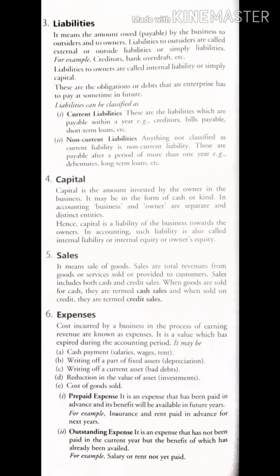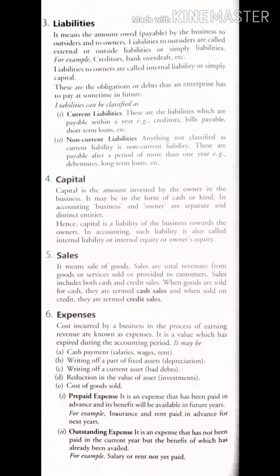Now liabilities are classified into two parts, that is current liabilities and non-current liabilities. I hope while explaining current assets I explained what current means. Current means within one year, that is one financial year, that particular financial year. Wherever you see current, it is related to that. Current liabilities are liabilities which are payable within a year. They are creditors, bills payable, short term loans, that means which are payable within a year.